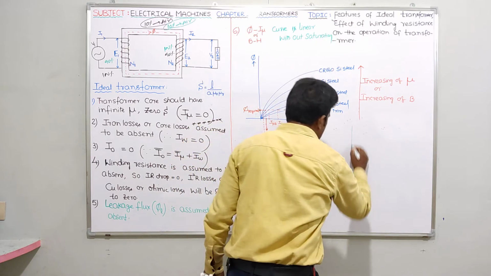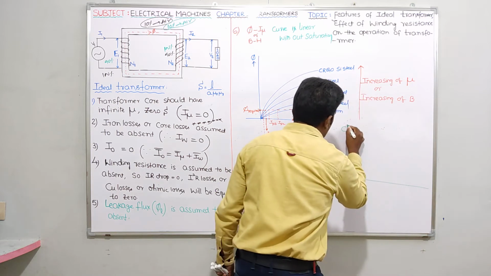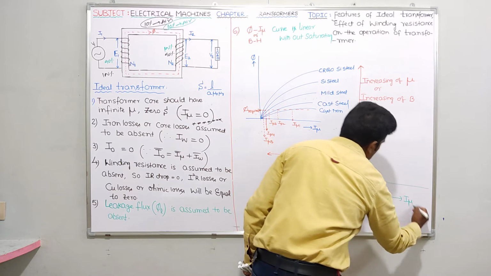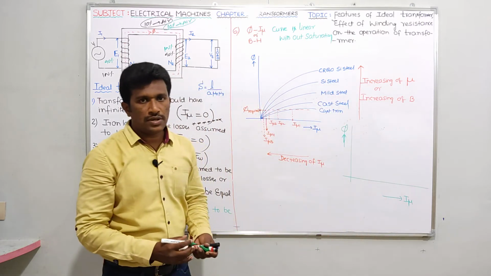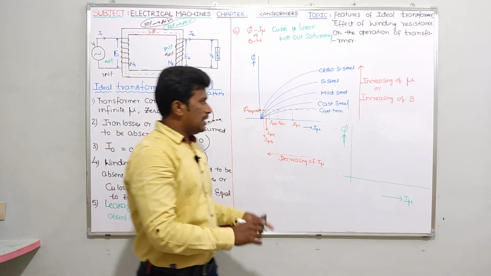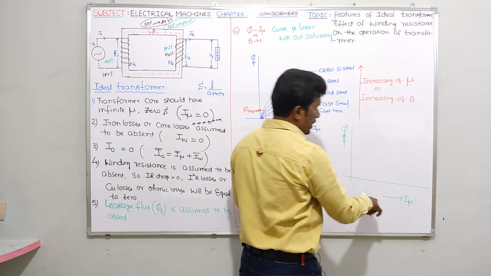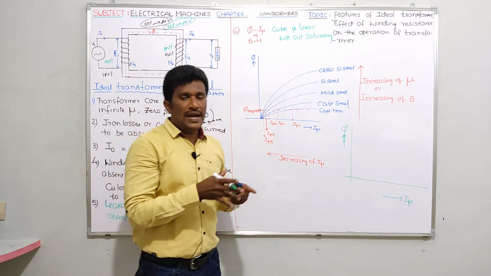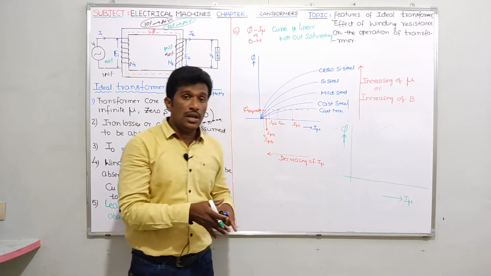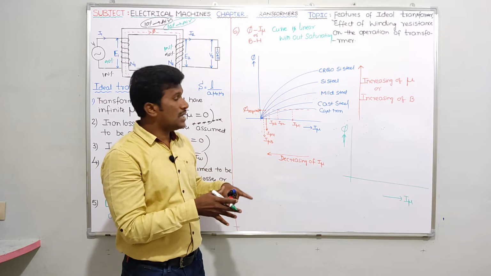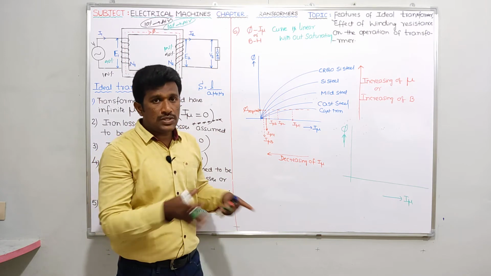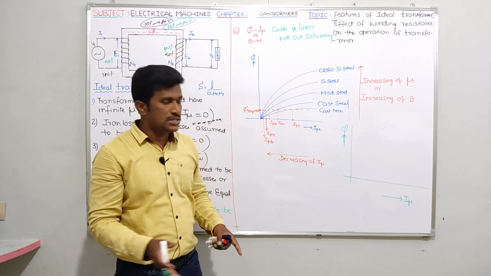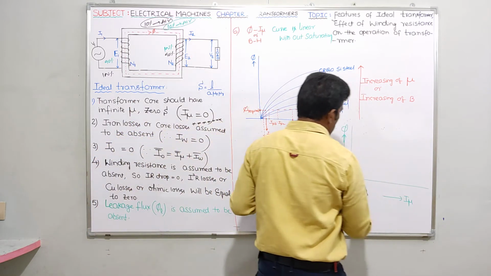So very simple. Guys, I won't spend much time on this phi versus I mu curve, because we will discuss it separately in coming sessions, in future. So simply see, if you want me to draw the phi versus I mu curve, suppose the transformer core is made up of an ideal material, where there is no saturation and no non-linearity.